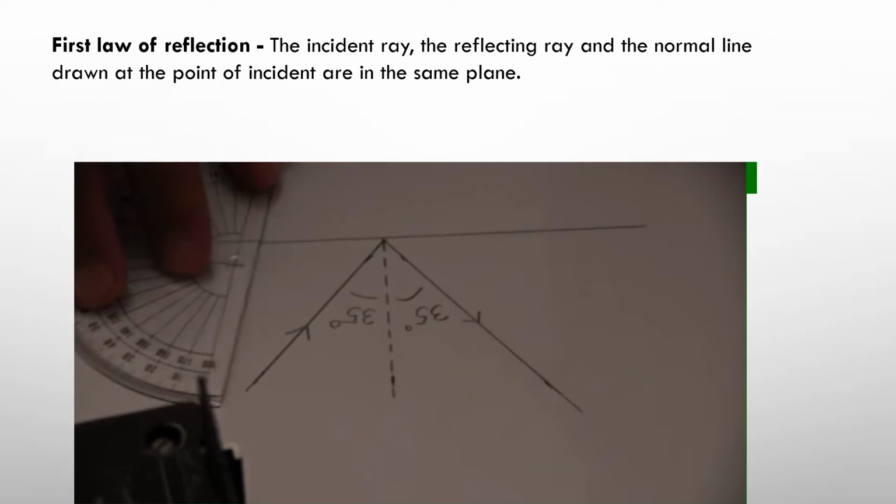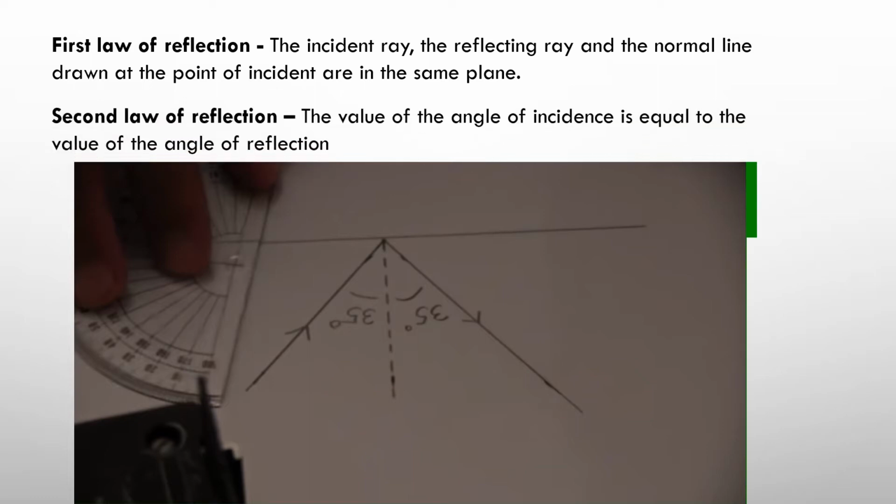And also when you measure the angle of reflection and the angle of incidence, here the angle of incidence is 35 degrees and the angle of reflection is also 35 degrees. So when you compare the values of the angle of incidence and the angle of reflection, those two values are equal. So the second law says that the angle of incidence is equal to the angle of reflection. These are the two major laws you find in reflection, and the reflection of light occurs by obeying these two laws.